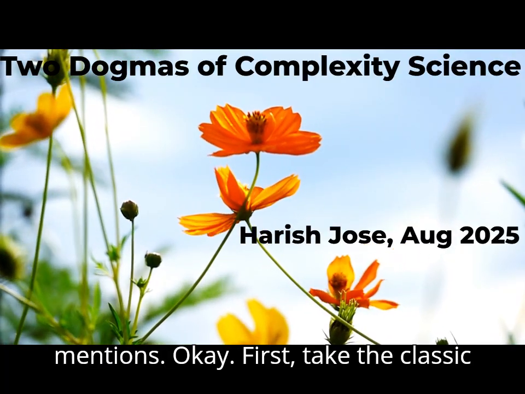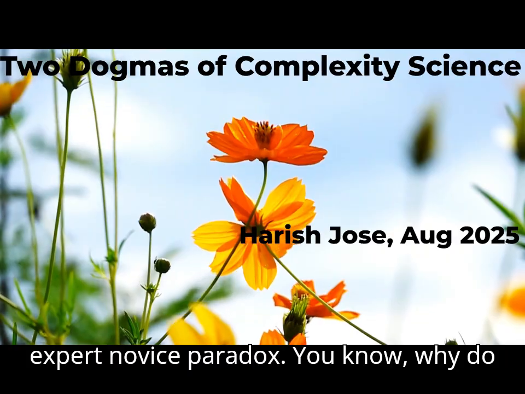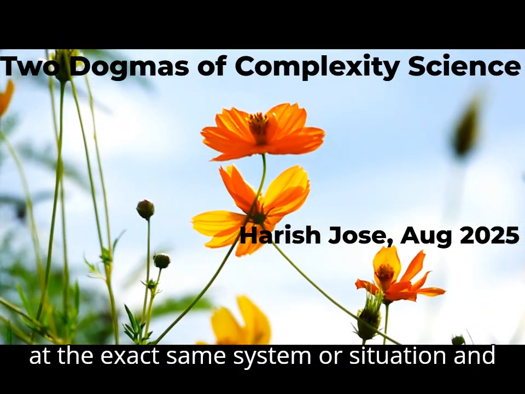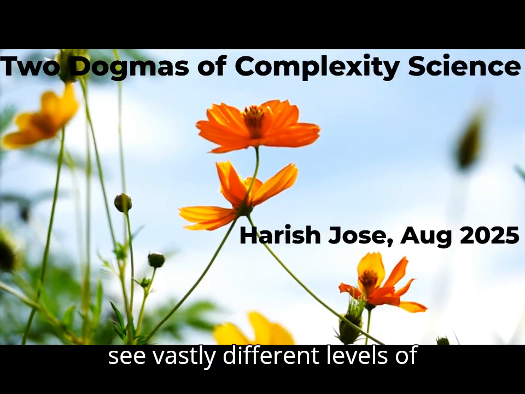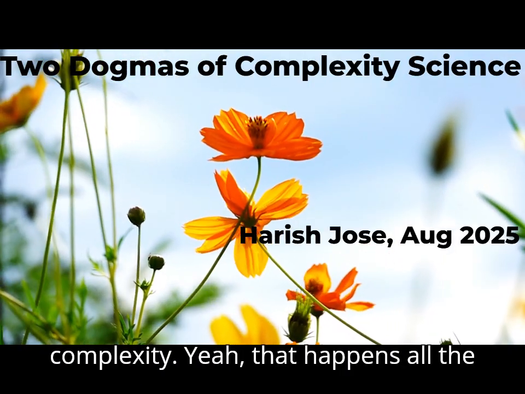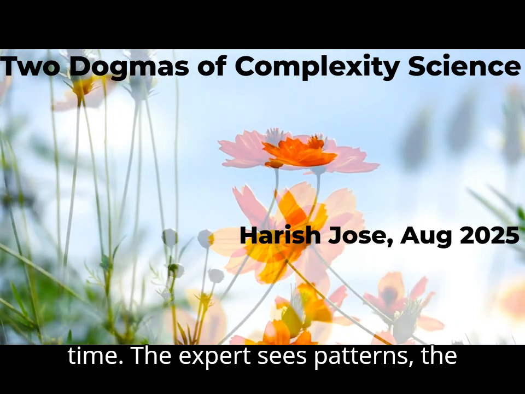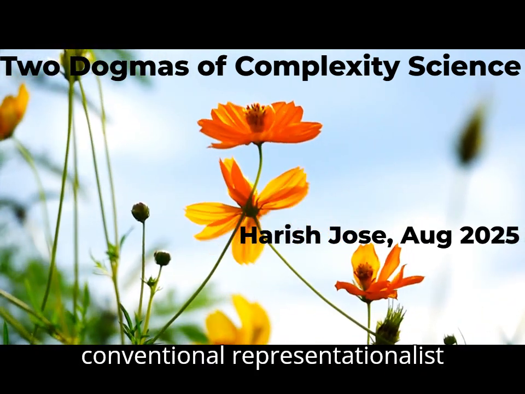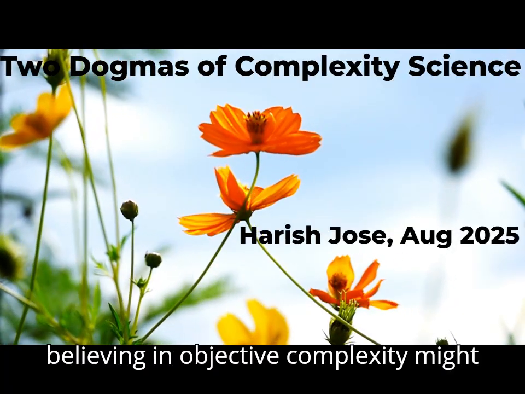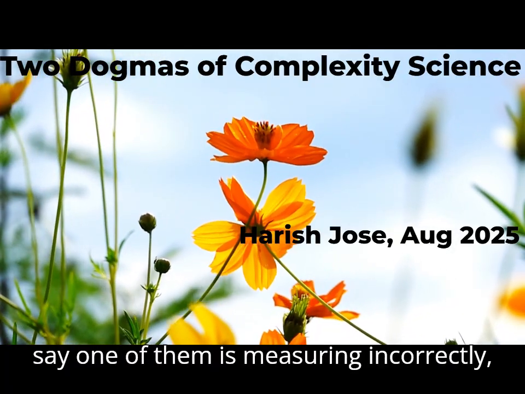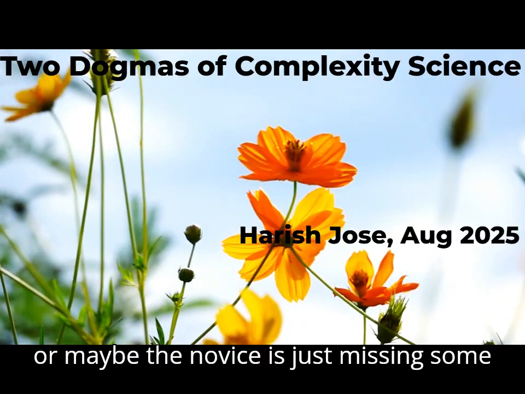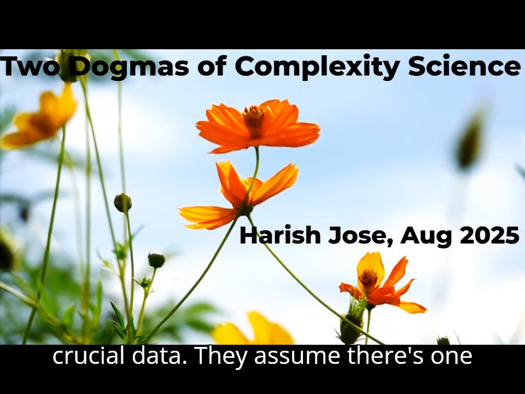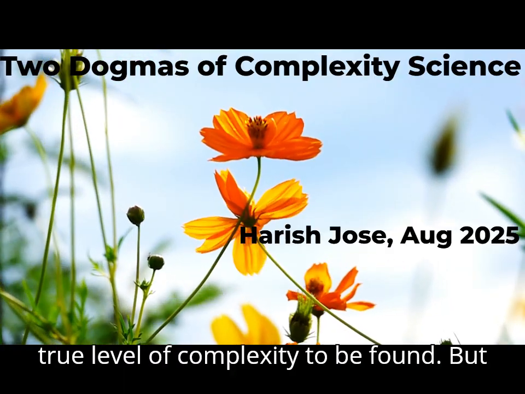Okay. First, take the classic expert-novice paradox. Why do two people, an expert and a novice, look at the exact same system or situation and see vastly different levels of complexity? Yeah, that happens all the time. The expert sees patterns, the novice sees noise. Right. Now, a conventional representationalist believing in objective complexity might say one of them is measuring incorrectly, or maybe the novice is just missing some crucial data. They assume there's one true level of complexity to be found.